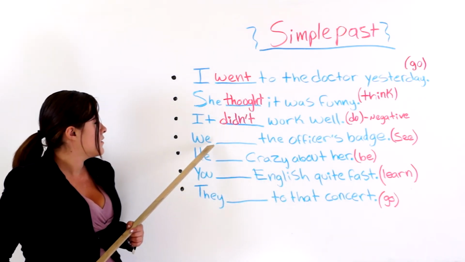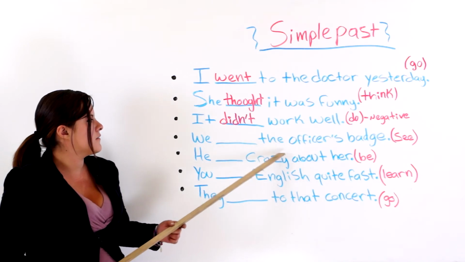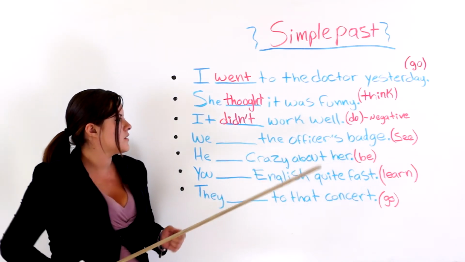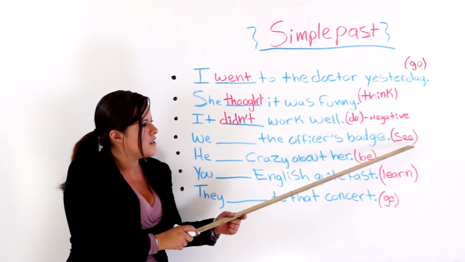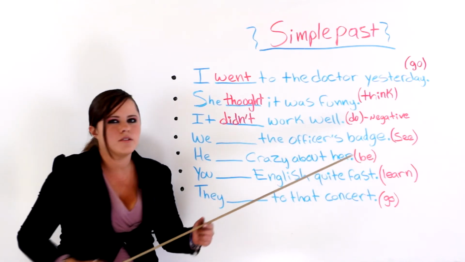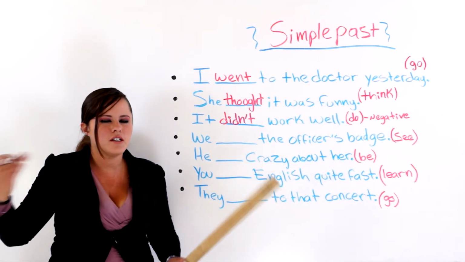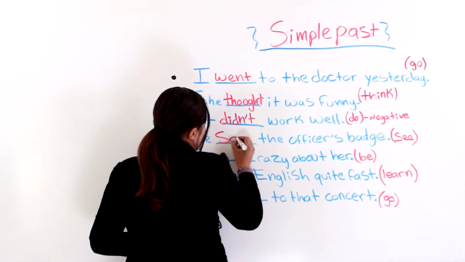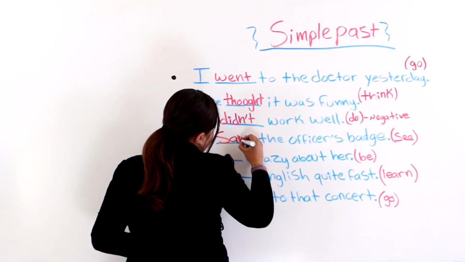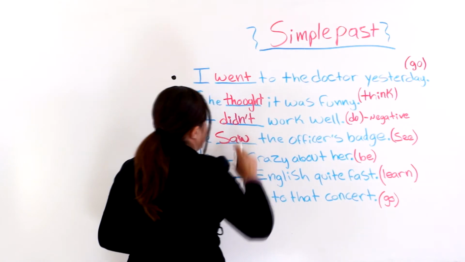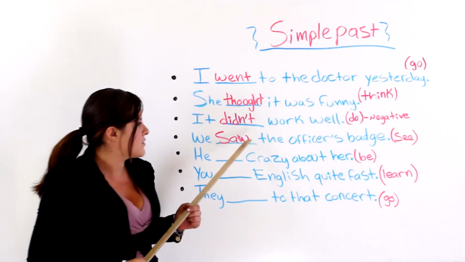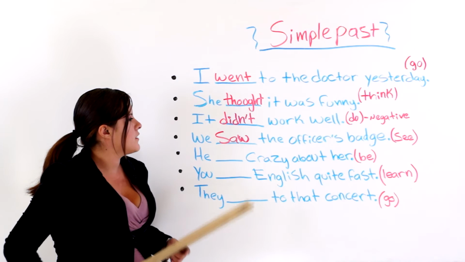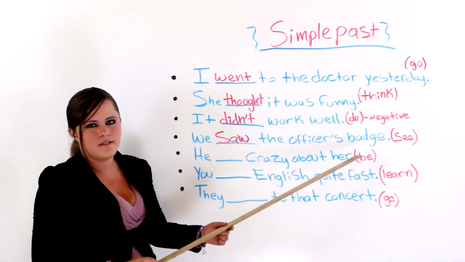Next one says, we blank the officer's badge. Okay? We're going to use "see." What do we have to do to the verb again? Change it into simple past, right? Which is, that's right, "saw." Well, that's a W, just to make sure you understand it, W. We saw the officer's badge, okay?